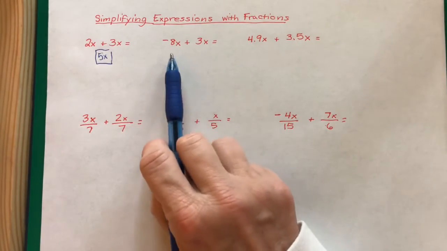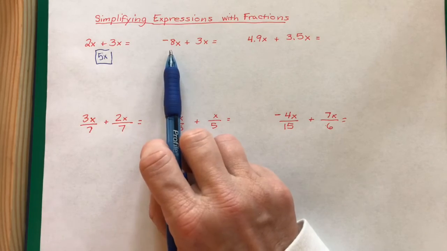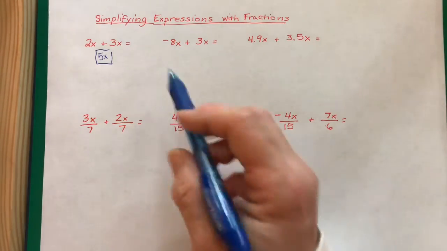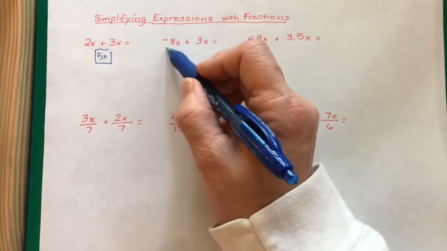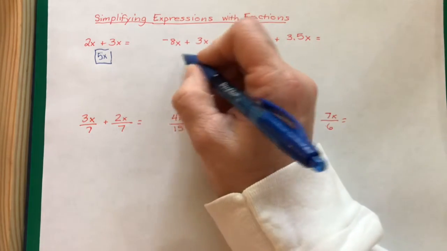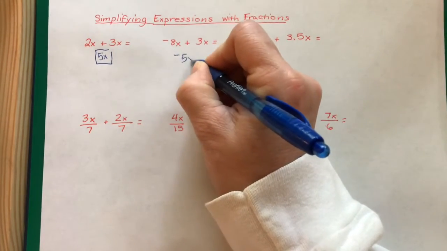Now let's look at another one. You can do that with negative numbers. Negative 8x plus 3x, that's going to be like, how many of them do we have? Negative 8 plus 3 of them. That's going to give us negative 5x.